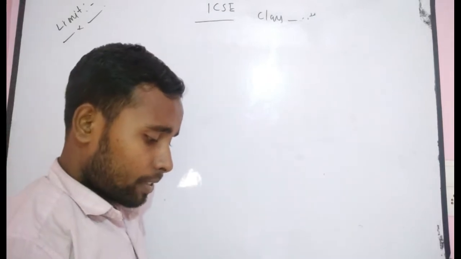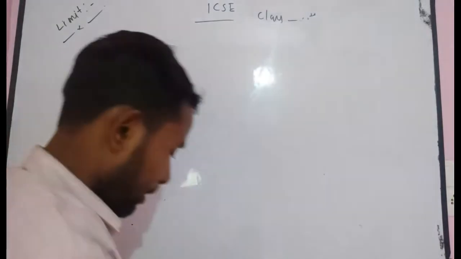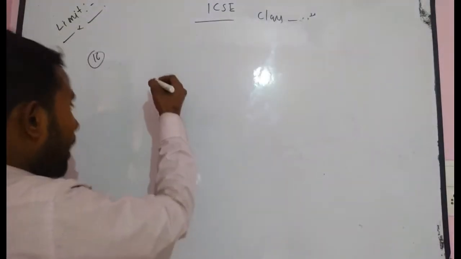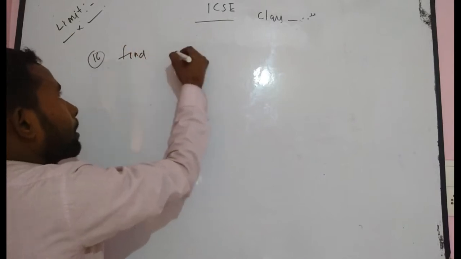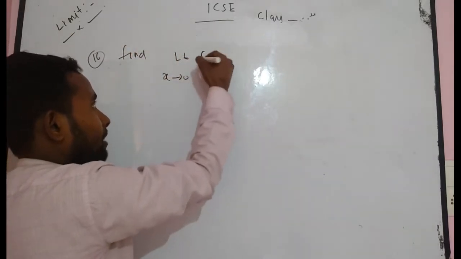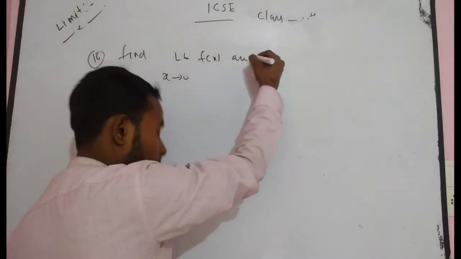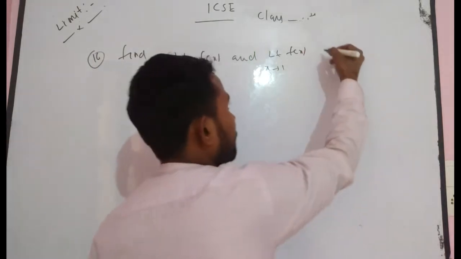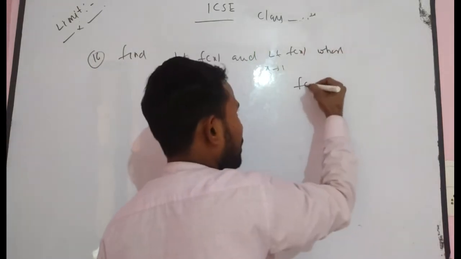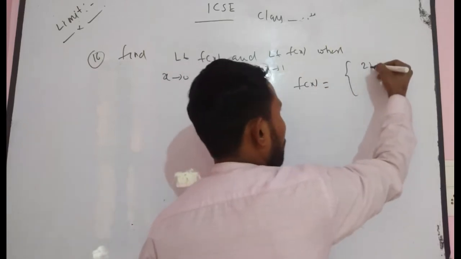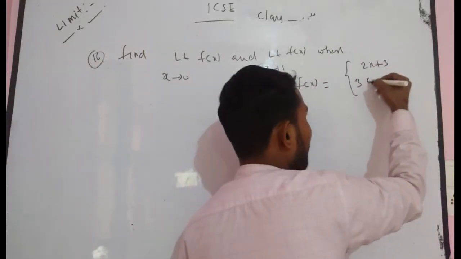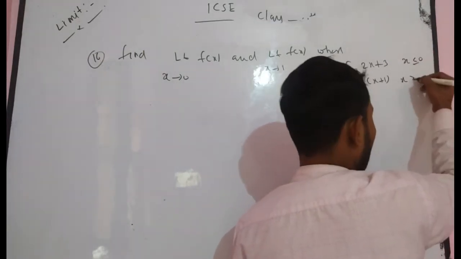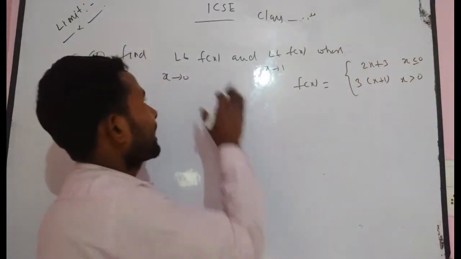In the next question, it is given: find limit x tends to 0 f(x) and limit x tends to 1 f(x), where f(x) is equal to 2x plus 3 for x less than or equal to 0, and 3 into (x plus 1) for x greater than 0. You have to find this limit and this limit.